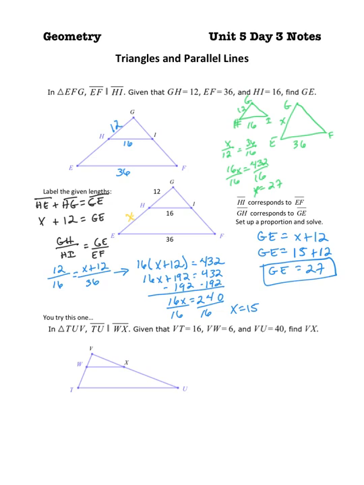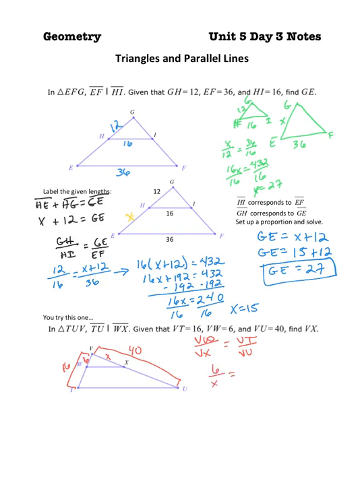All righty, so label what we know. VT is 16. I'm going to do this so we know the whole thing is 16. VW is 6. VU is 40. Find VX. That's my X. All right. Again, you can do small triangles. Let's do VW over VX equals VT over VU. Replace the numbers.